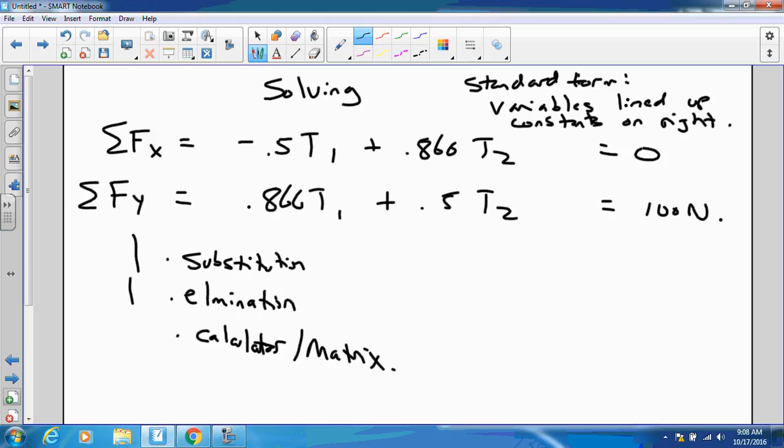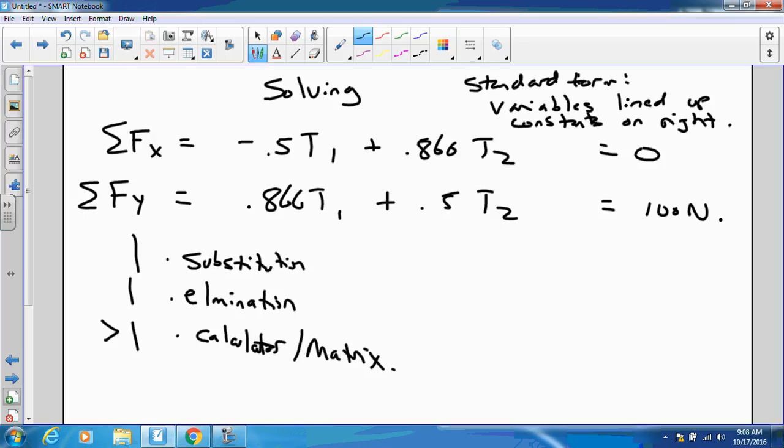Elimination is going to be indicated when I have a relatively small number of variables, 1, 2, or 3, and I can eliminate the variables fairly easily. And calculator or matrix is going to be indicated when you have large numbers of variables, and that's usually the case in real-life systems. So this is the way that professionals do it most of the time these days when they're solving real-world problems with large numbers of forces.